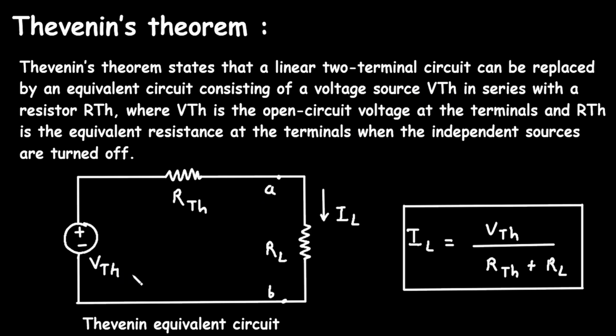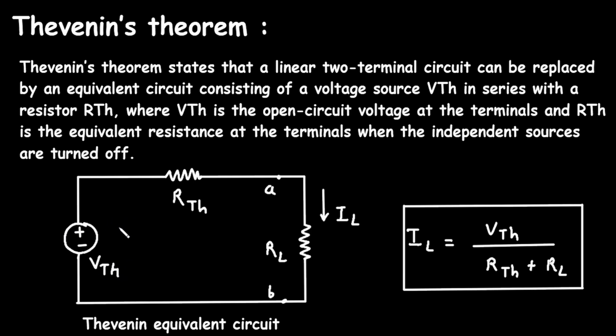Now, this is the Thevenin equivalent circuit. It consists of voltage source VTH. This is the Thevenin voltage, in series with a resistor RTH. Here we can see this voltage source is in series with resistor RTH. So, this is called the Thevenin resistance RTH, where VTH is the open circuit voltage at the terminals. Now, this VTH is the open circuit voltage.